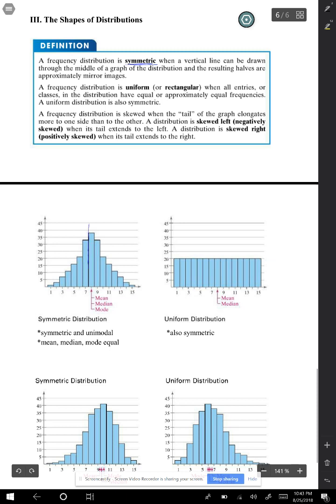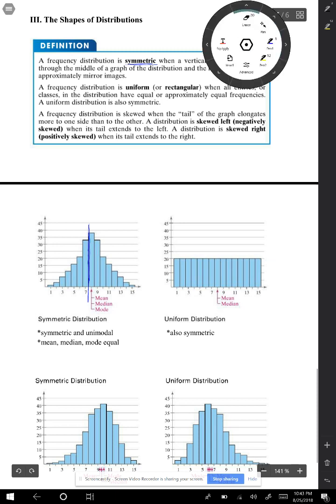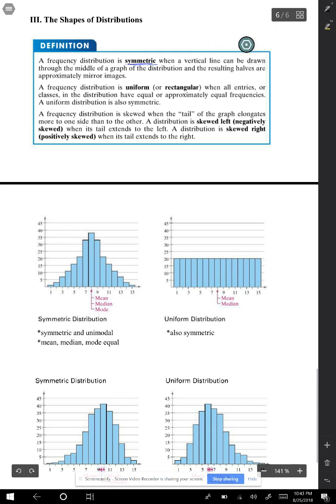If you go right down the middle of this graph, I need to move over just a little bit. So if you go right in the center of the graph, you can see that the two halves, this side and this half, are mirror images of each other. So this is called symmetric because it's the same on either side. And what you'll notice here is that when it's symmetric, the mean, median, and mode will all be the same number. They all line up. Mean, median, mode are all equal. So it's symmetric, and it's also unimodal, meaning it just has one mode.